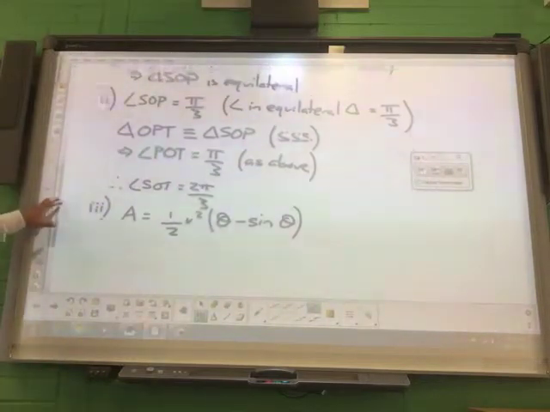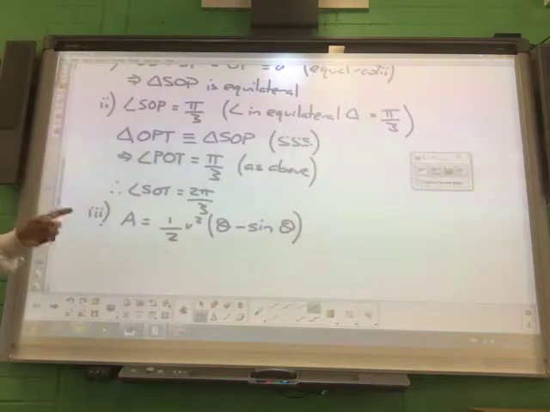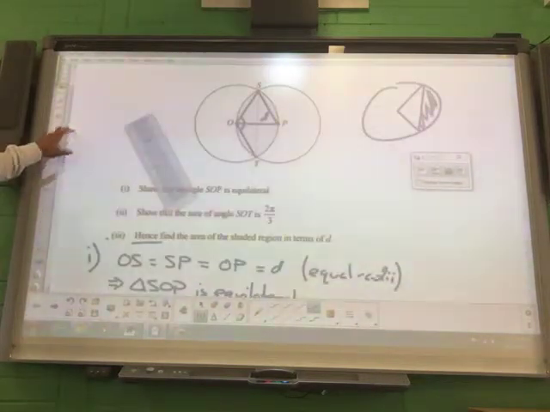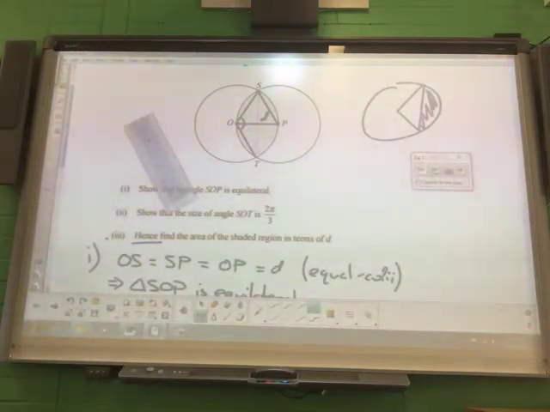So how do I need to modify that so I can answer the question? Change r to d, and theta to the angle. Yep. What else do I need to consider?